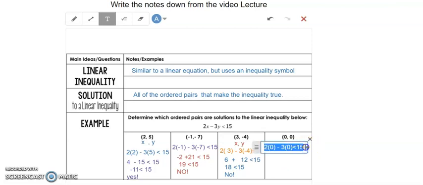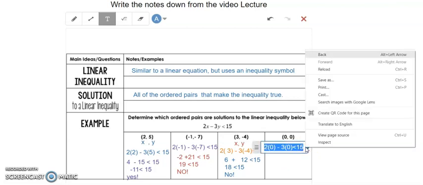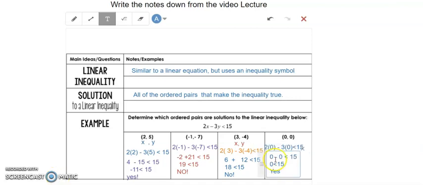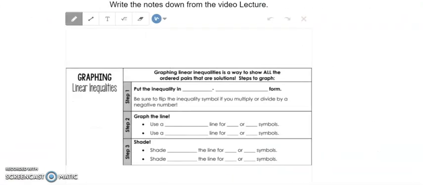Alright, so I'm just showing my work here. 0 minus 0 is less than 15, or 0 is less than 15. So yes, (0, 0) is going to be a solution to my linear inequality. Alright, let's go to slide 3.